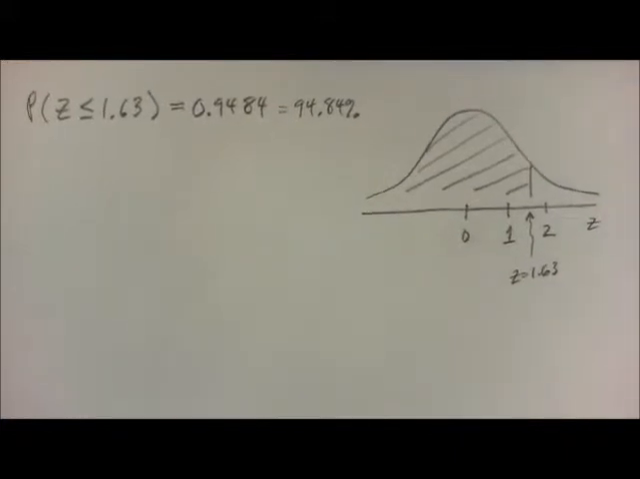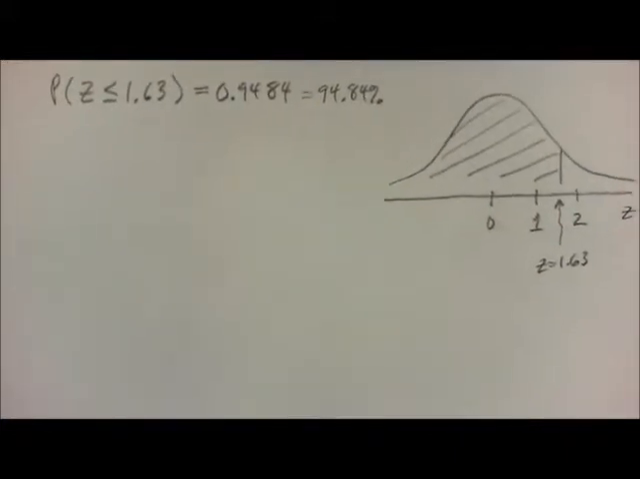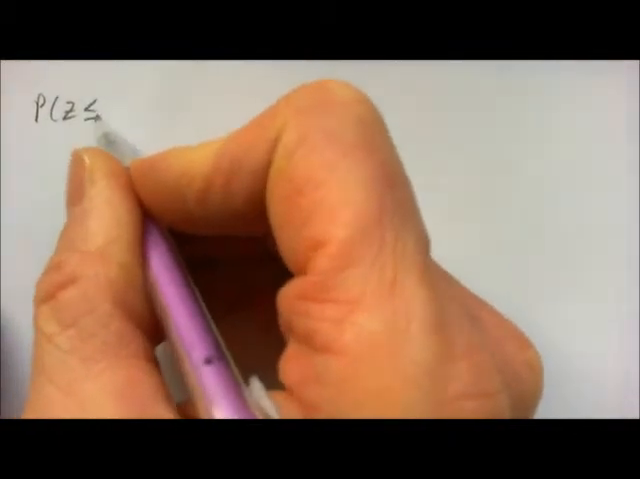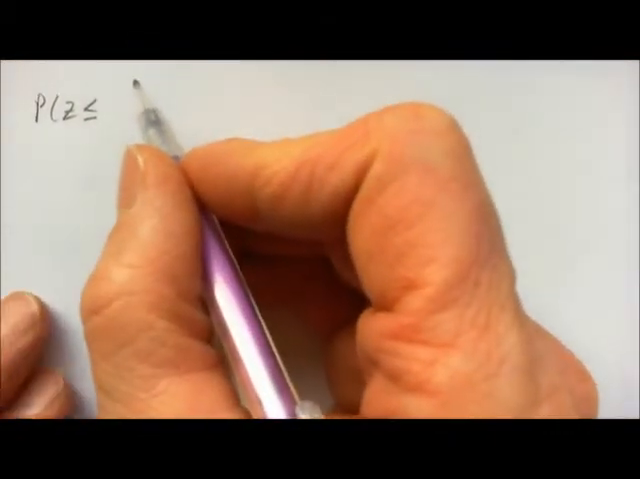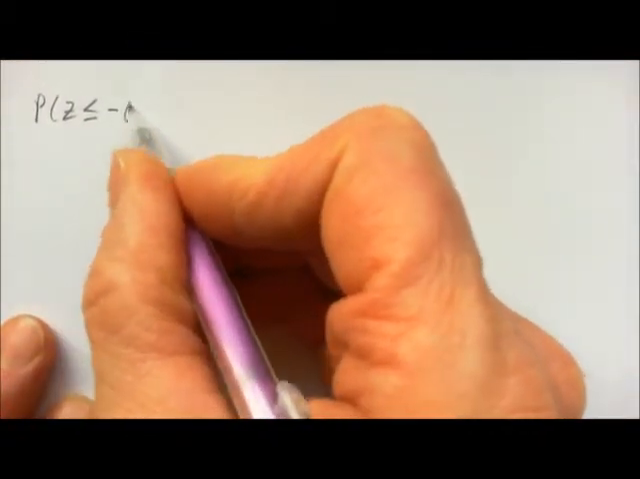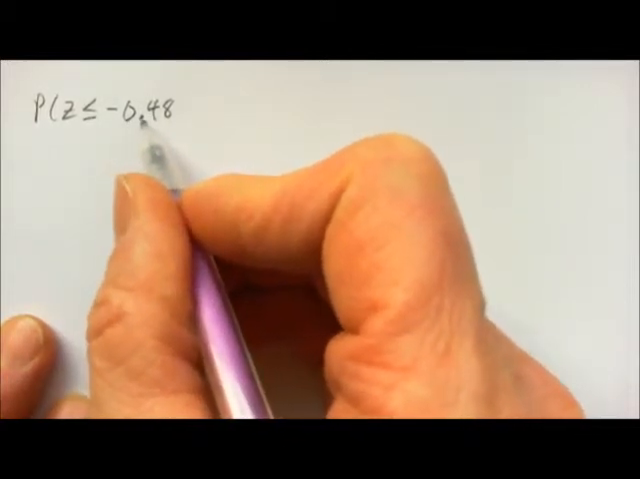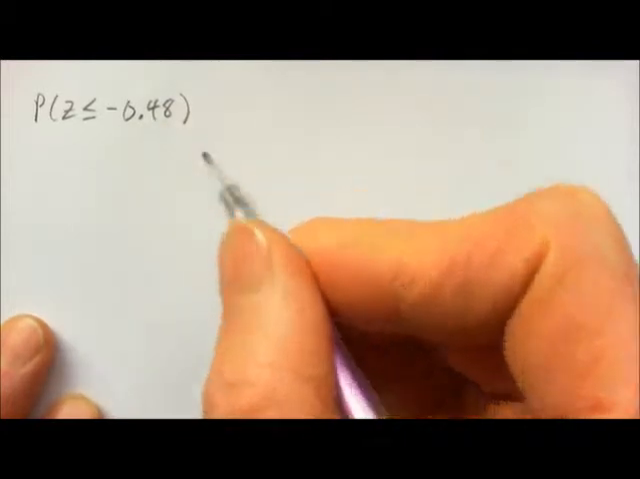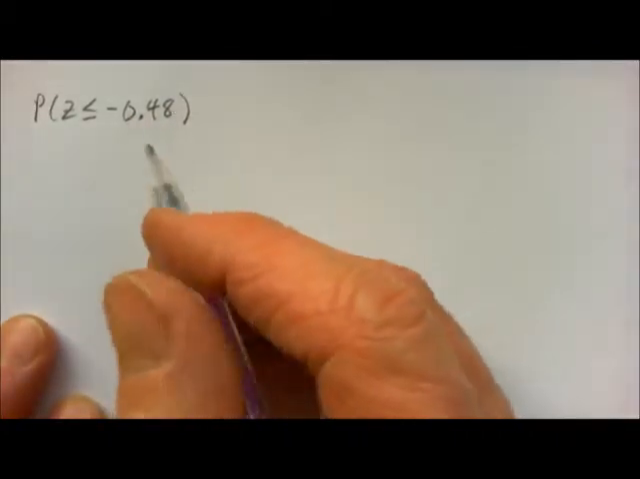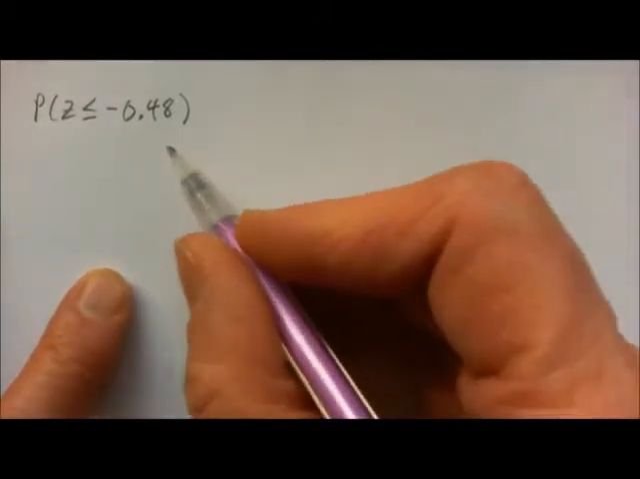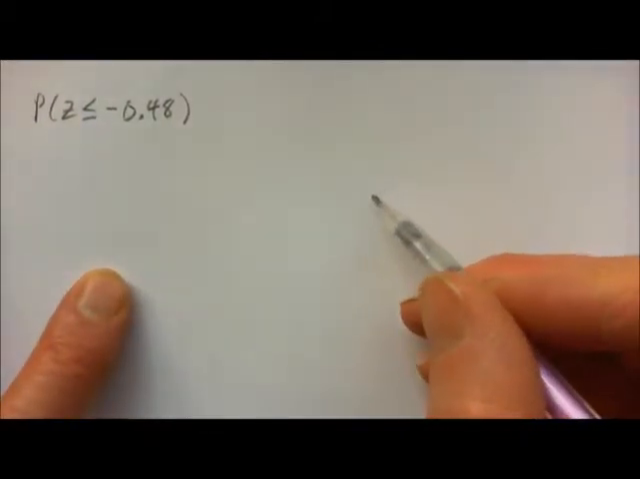Okay, let's try a different example where we have a negative value. So suppose now that we want the probability that z is less than or equal to, let's go with negative 0.48. I just write this 0 in here to have a place to slide the decimal point in between. You don't have to put the 0 if you don't like to. So I want the probability that z is less than or equal to negative 0.48.